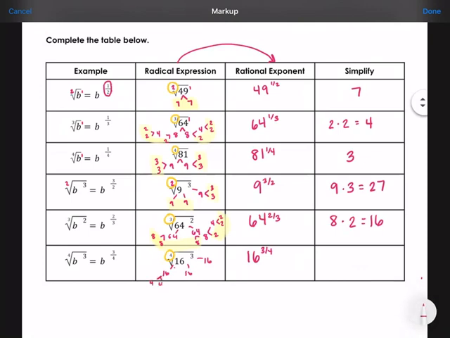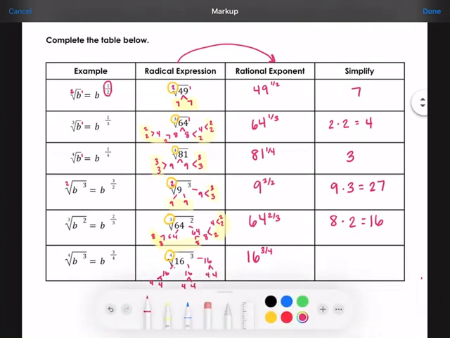However, I still don't have groups of 4, so I need to continue factoring. Each 16 can be split into 4s. 4 times 4, 4 times 4, and 4 times 4. So at this point, I should be able to make at least one group of 4. So 1, 2, 3, 4. So I'm going to take out a 4.